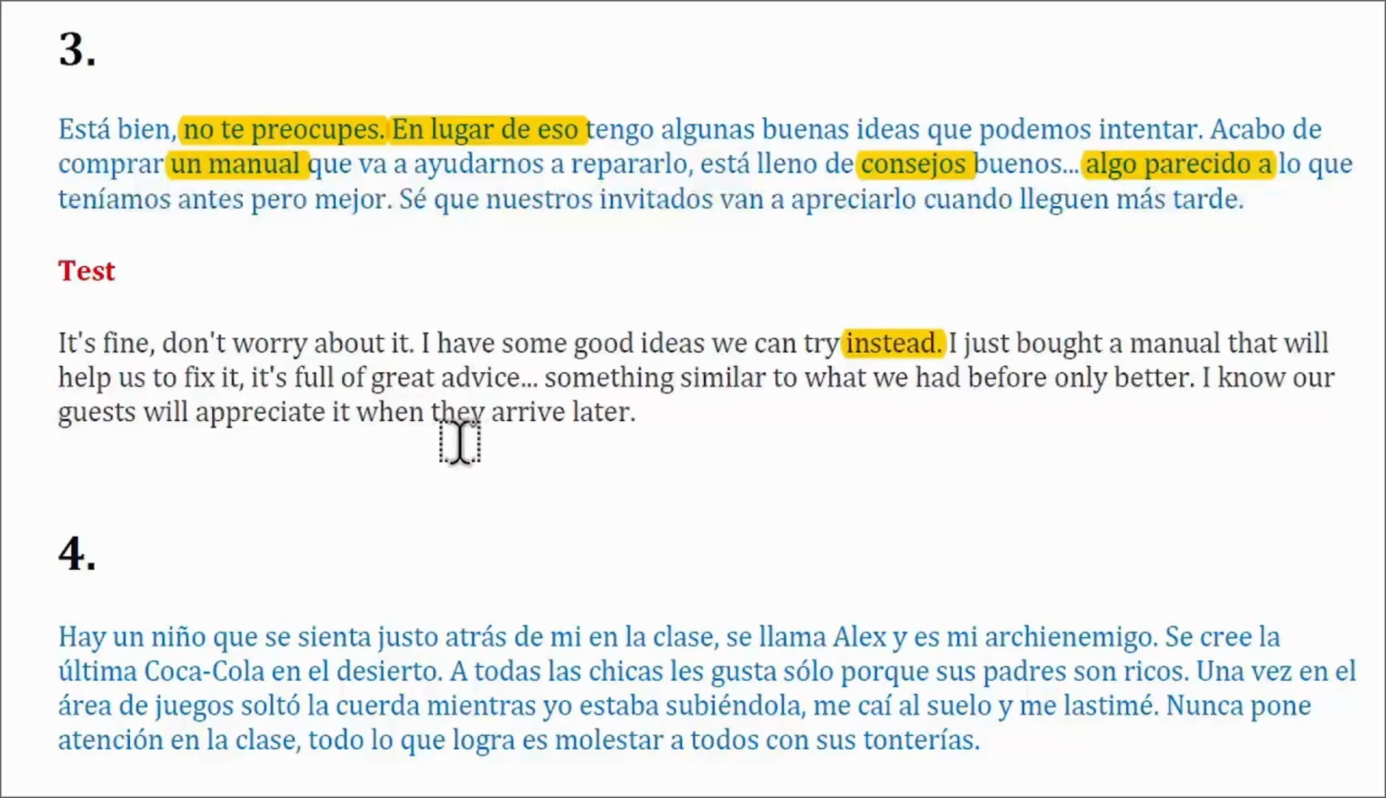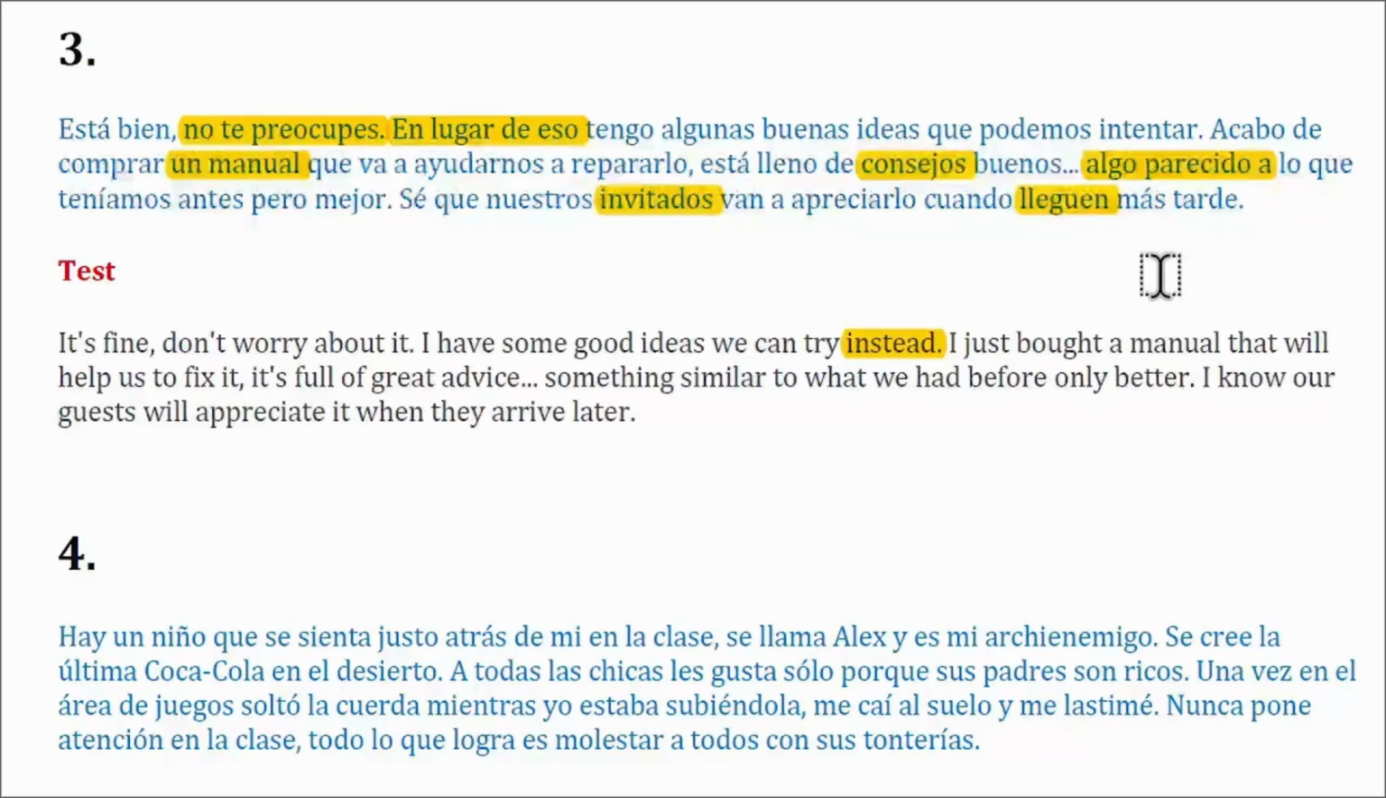Sé que nuestros invitados. This is, I know that our guests are going to appreciate it. Van a apreciarlo cuando lleguen más tarde. Here we have the present subjunctive. Because as we know, after the word cuando, if the action is not habitual or normal behavior, then you will go into the subjunctive form of the verb. This is why we have lleguen instead of llegan.